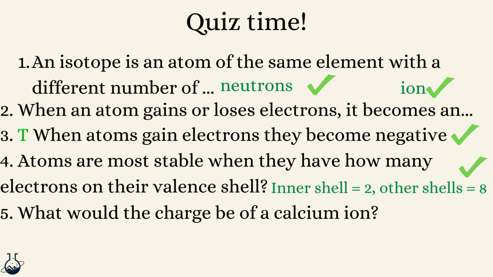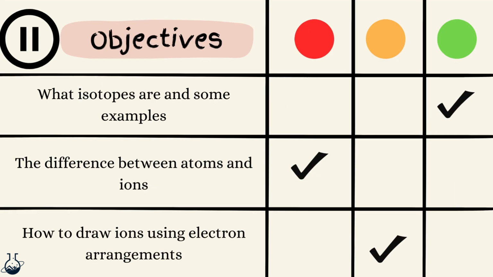Final question. What would the charge be of a calcium ion? Calcium is in group 2, so it has 2 electrons in its outer shell. Therefore, it would lose these 2 electrons and become a 2+ ion. Really fantastic work today, everyone. Take the time now to see where you might be for each objective. Remember to be honest with yourself.